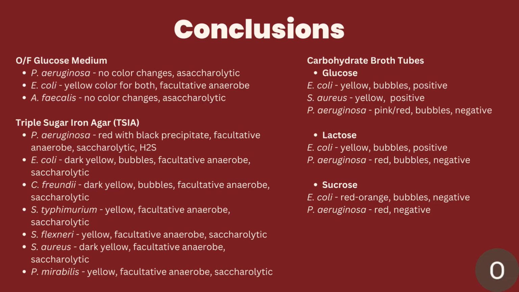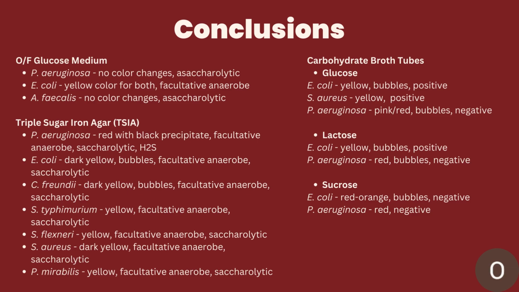Our conclusions for the biochemical tests. For the OF glucose test, which helps to determine if the bacteria metabolize glucose fermentatively or oxidatively, we found that P. aeruginosa does not break down glucose because there was no color change, so it's asaccharolytic. E. coli turned yellow, which means it's a facultative anaerobe and it does ferment glucose in the presence or in the absence of oxygen. And the other bacterium had no color change, meaning it's also asaccharolytic and does not ferment glucose.